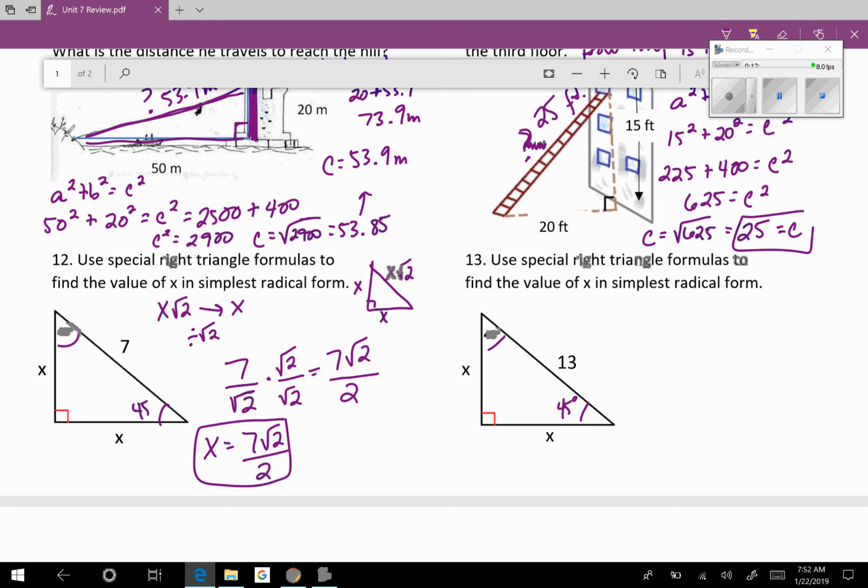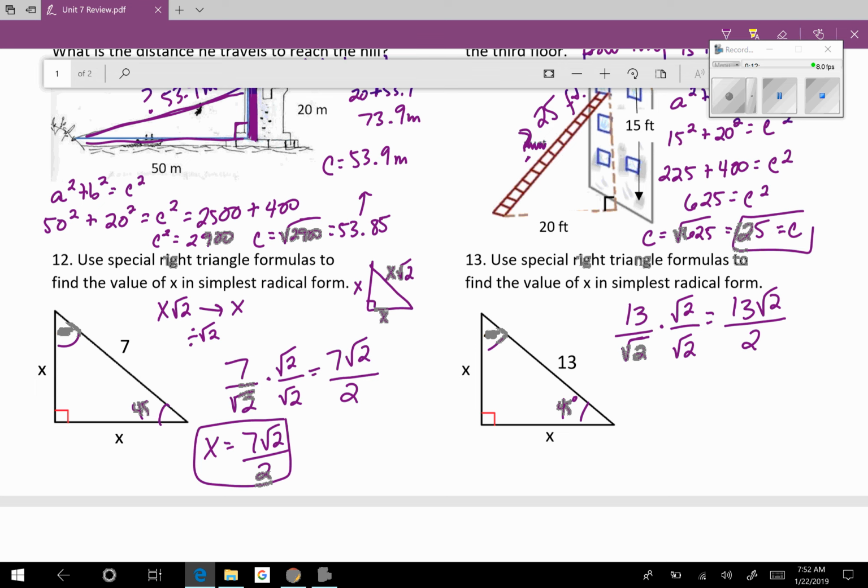So we have our hypotenuse, so we have to divide it by the square root of 2. So we have to do 13 divided by the square root of 2. And the square root in the bottom is a problem, so multiply by this fraction. And so you get 13 square roots of 2. And then on the bottom, when you multiply these two together, you're just going to get 2.